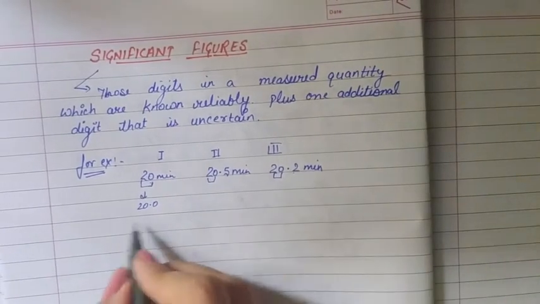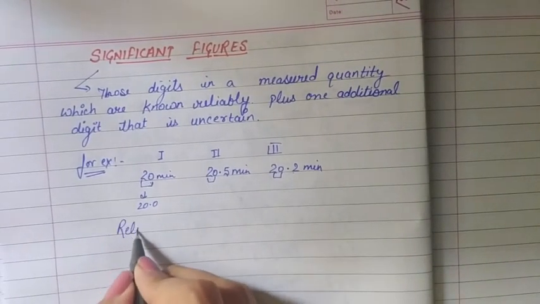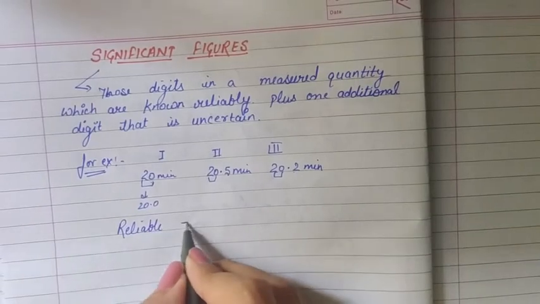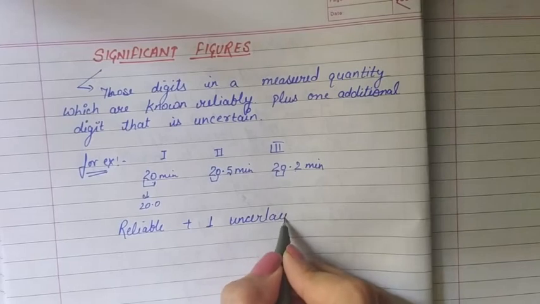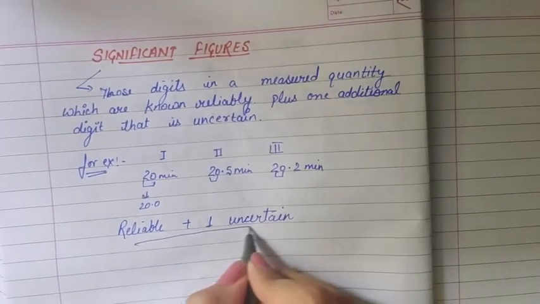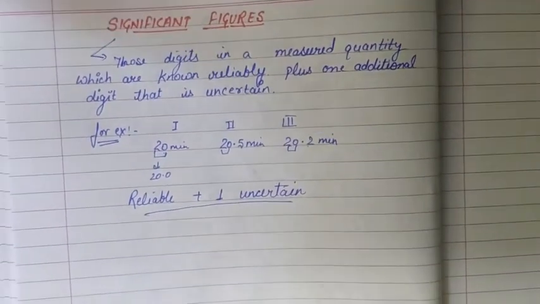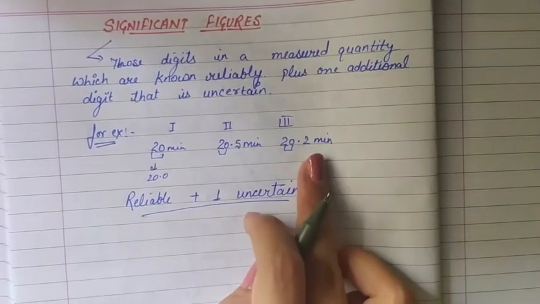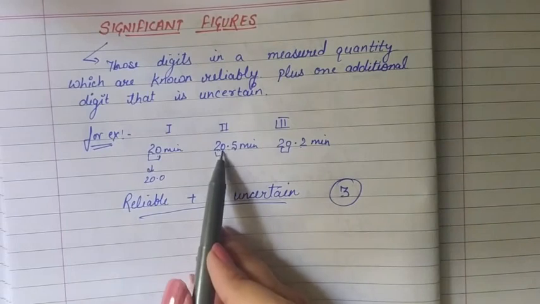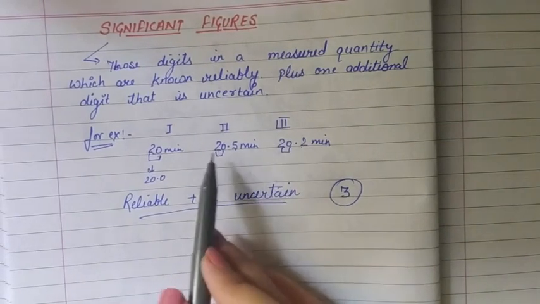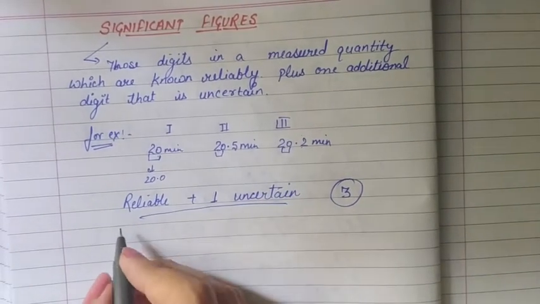So the reliable digits plus one uncertain digit give the total number of significant figures, right? So in this answer the number of significant figures is 3, because there are two reliable digits, that is 20, and one uncertain digit.